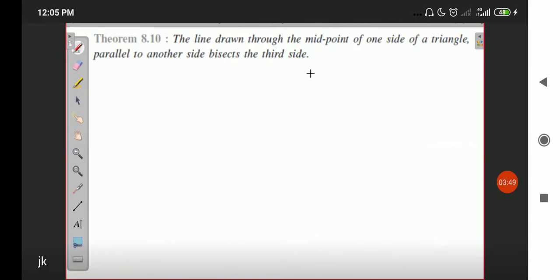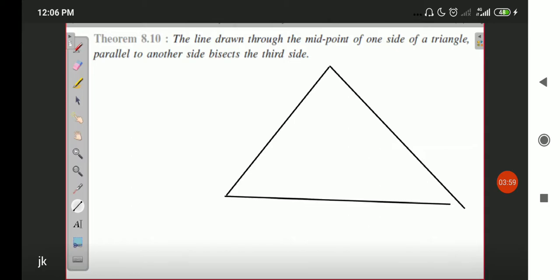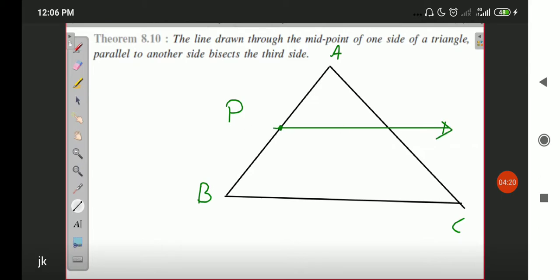Next is converse of midpoint theorem. The converse of the midpoint theorem is: a line passing through the midpoint of one side of a triangle parallel to the second side will bisect the third side. This is triangle ABC. P is midpoint of AB, and there is a line that is passing through P and is parallel to BC. Let's say this line intersects AC at Q.